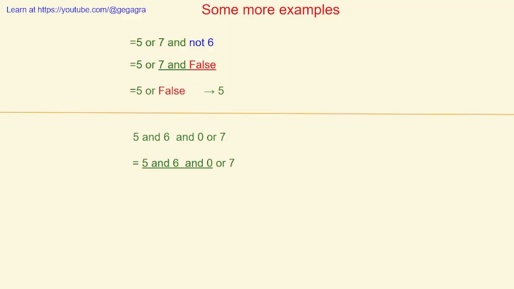So see here in this 5 and 6, there is no false value, and that is why it returns the last value, that is 0. This is the outcome of the previous statement. Now we have 0 or 7, and these two items are combined using the or operator, so we'll have to find out the first true value. You see the first true value is 7, and that is why it will return 7.